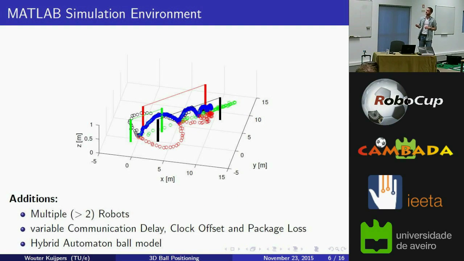after I presented this MATLAB simulation environment, which is part of a previous research, and some additions I made to see the effects those previously presented challenges have on the actual triangulation algorithm. So for that I needed more robots. In this case you see 3 robots, a green one, a red one, and a black one. They are communicating with each other with a variable communication delay, so it's not constant, it's all over the place, so to say.